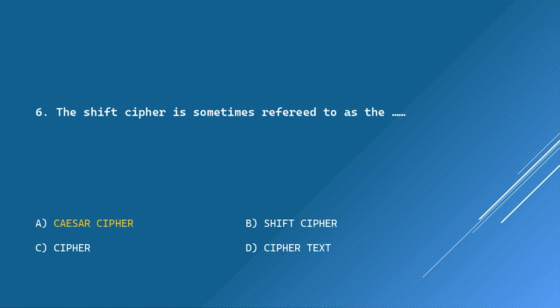6. The shift cipher is sometimes referred to as the? A. Caesar cipher. B. Shift cipher. C. Cipher. D. Cipher text. Correct answer is Caesar cipher.